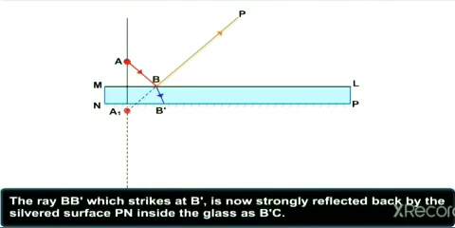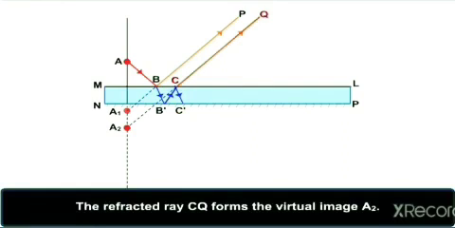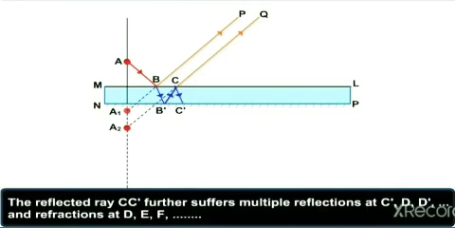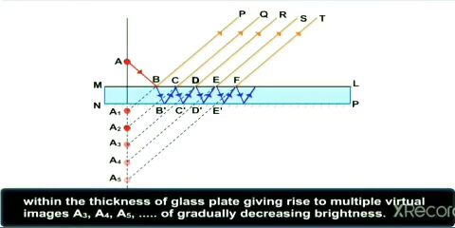The ray BB', which strikes at B', is now strongly reflected back by the silvered surface PN inside the glass as B'C. This ray is then partially refracted along CQ in air and partially reflected along CC' within the glass. The refracted ray CQ forms the virtual image A2. The image A2 is the brightest image because it is due to the light suffering a strong first reflection at the silvered surface PN. The reflected ray CC' further suffers multiple reflections at C', D, D', and refractions at D, E, F, and so on, within the thickness of the glass plate, giving rise to multiple virtual images A3, A4, A5, and so on, of gradually decreasing brightness.